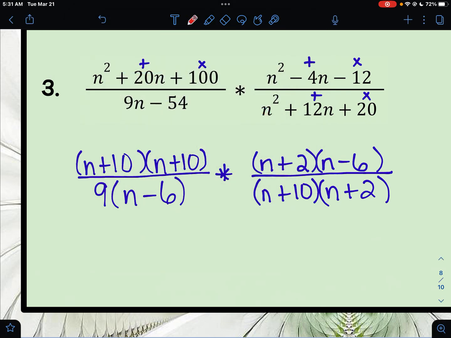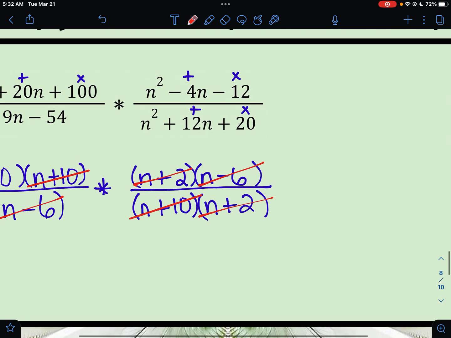And now I'm going to go through and cancel whatever I can. So I see n minus 6 has a match. N plus 2 has a match. And now I kind of have this dilemma. I have 2 n plus 10s on top and 1 n plus 10 on the bottom. They cannot all cancel. Okay? 1 n plus 10 cancels with 1 n plus 10.